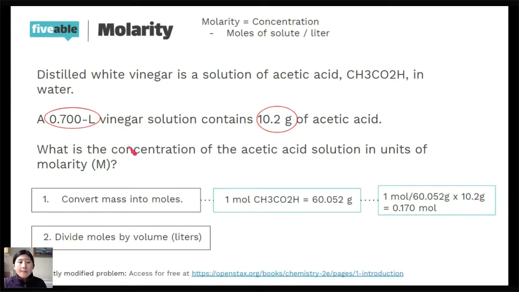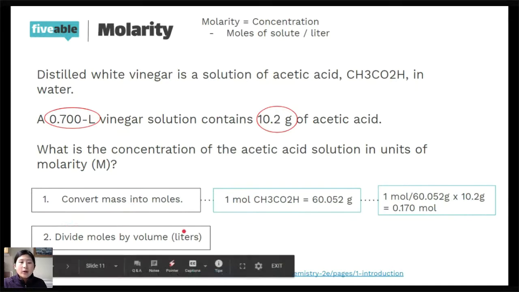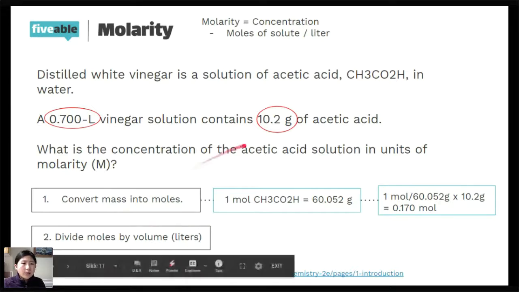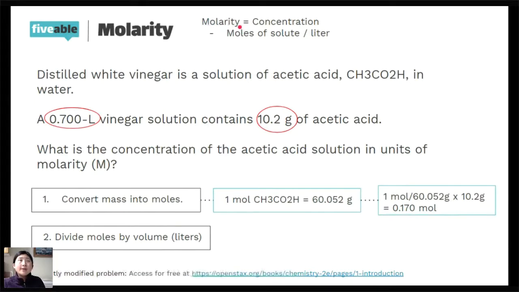So we're dividing that by volume, right? We know that 0.700 liters is not pure acetic acid. It's a combination of acetic acid and water. But for molarity, we're just trying to find how many moles of acetic acid are in this solution. That's the big question we're trying to find the answer to.